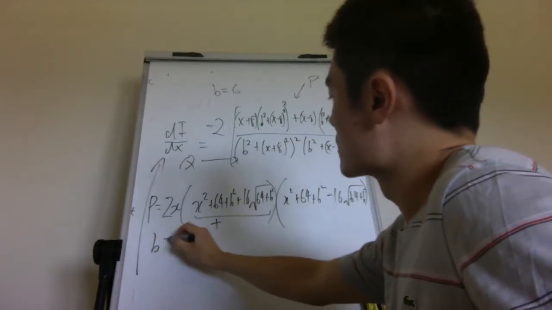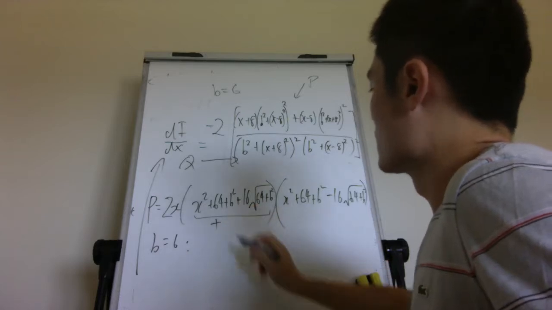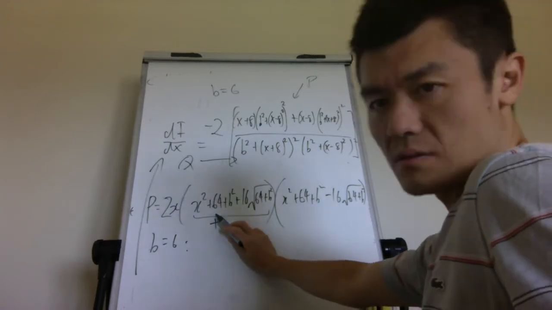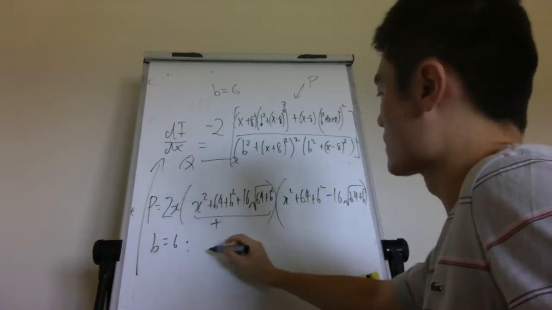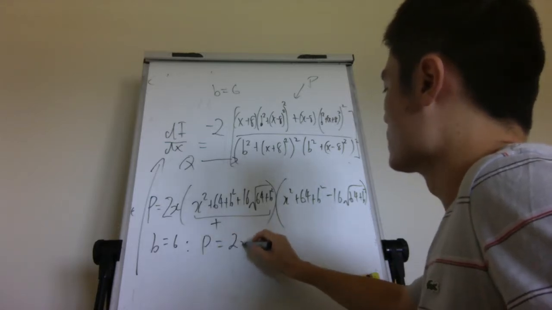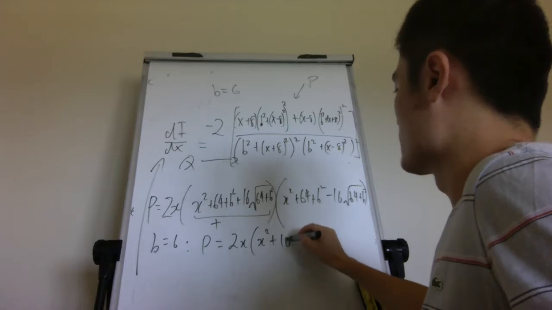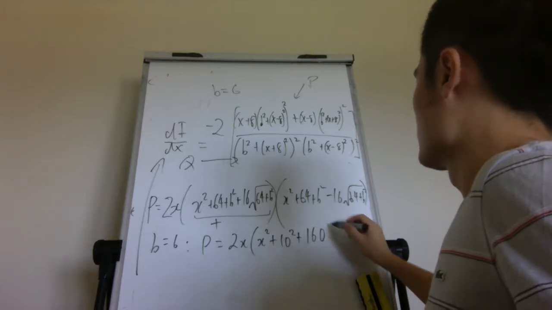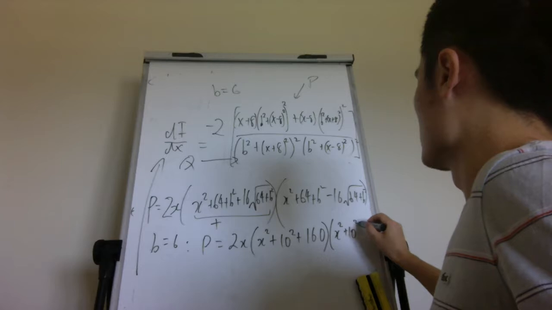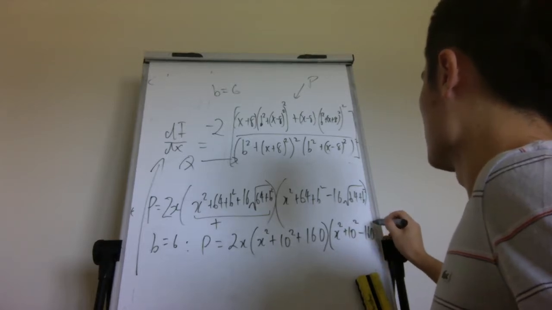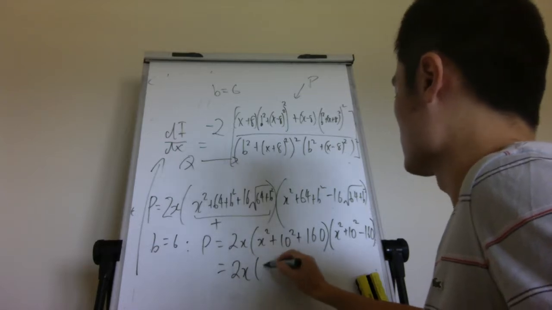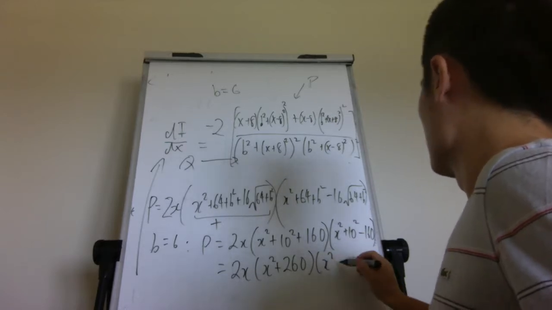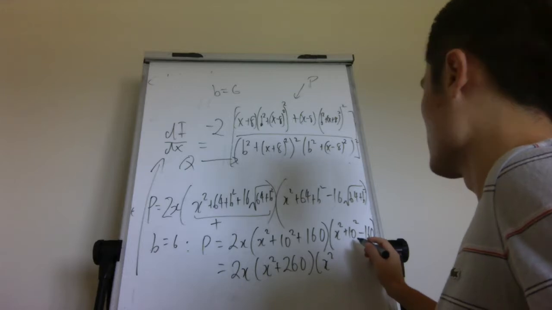Okay, so let's put in B equals 6. So 6 squared is 36. Okay, so these are nice numbers, because 36 plus 64 is 100. It's a 10 squared. So this becomes 2x over x squared plus 10 squared plus 16 times 10, and x squared plus 10 squared minus 16 times 10. So this is x squared plus 260, x squared minus 260. No, sorry, minus 60.